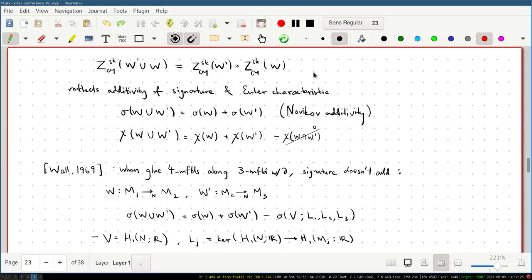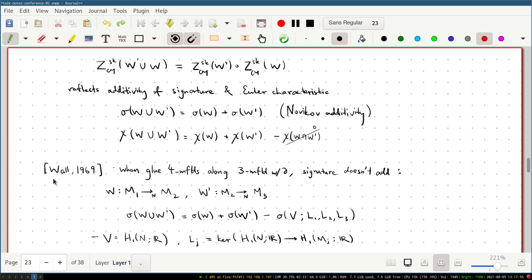Okay, so when you compose cobordisms, the invariant as a map should also compose, and that reflects additivity of signature and Euler characteristic. Additivity of signature is given by Novikov additivity. And Euler characteristics add, but you have to subtract this off, which is a three manifold, so Euler characteristic is zero.